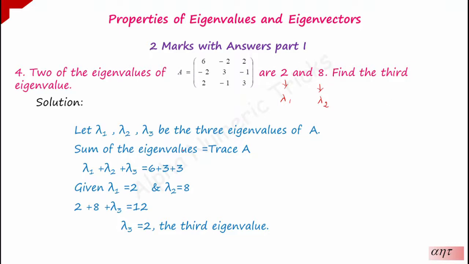Lambda1 plus lambda2 plus lambda3 is equal to the sum of the main diagonal elements 6 plus 3 plus 3. So 6 plus 3 plus 3 is 12. Okay. So lambda1 plus lambda2 plus lambda3 is equal to 12. Given lambda1 is 2 and lambda2 is equal to 8. Substituting these values in the place of lambda1 and lambda2, we have 2 plus 8 plus lambda3 is equal to 12, or you have 2 plus 8 is 10. 10 is taken to other side. So lambda3 is equal to 2, which is the third eigenvalue of the given matrix. Okay, now we will pass on to the next problem.